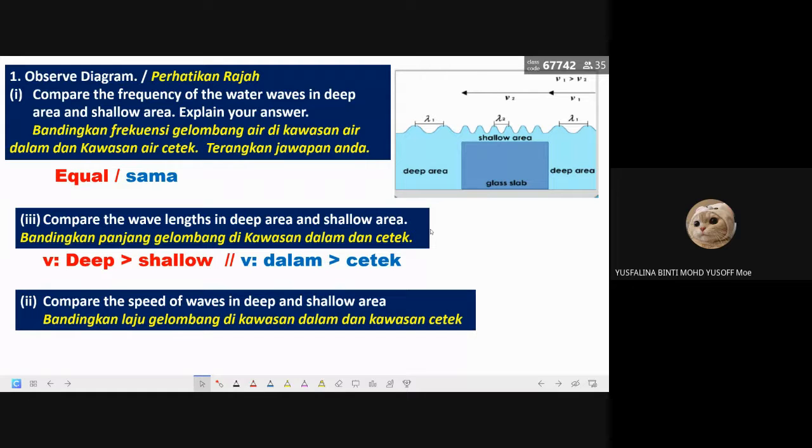And the wavelength depends on the depth of the area. Here it says compare the wavelength, so we already compared. At the deep area, the wavelength is longer than the shallow area. And how about the speed? We use the formula v equals f lambda. Since the wavelength for the deep area is larger, the speed should also be higher. So the speed for the deep area is higher than the speed of the shallow area.